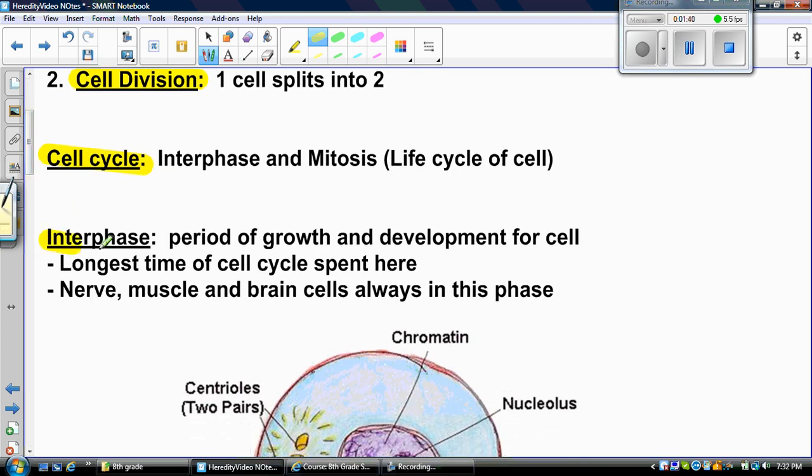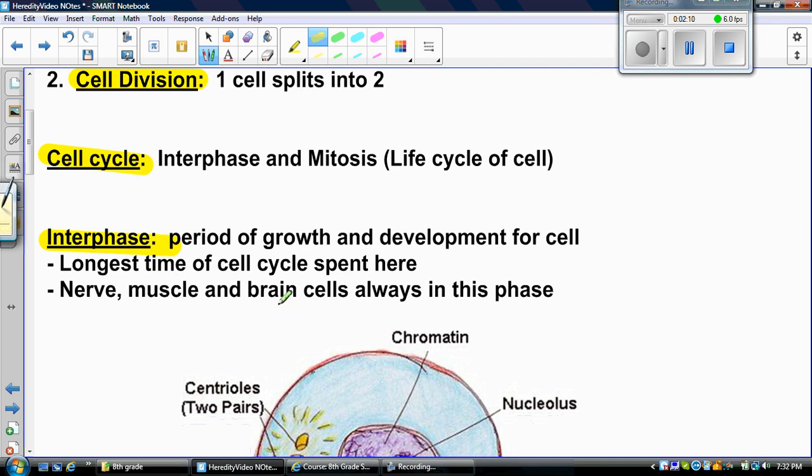Okay, interphase is the part of the cell cycle where the cell is growing and developing. So this is where the cell is creating all the parts of the cell, all those organelles like the mitochondria, the Golgi body, the ER, the ribosomes. So this is when the cell is growing and developing. This is the longest time any cell spends, in interphase, when the cell is growing and developing.